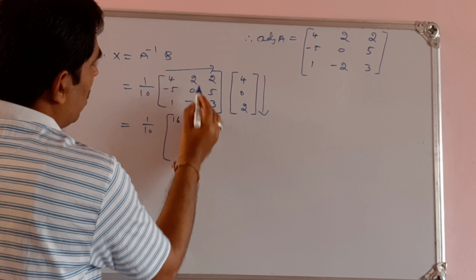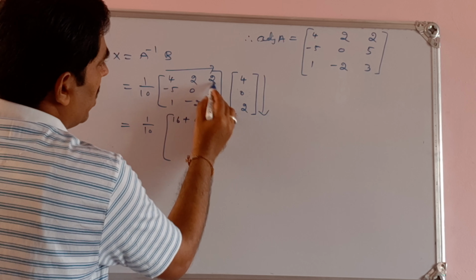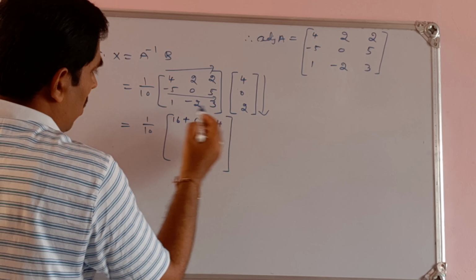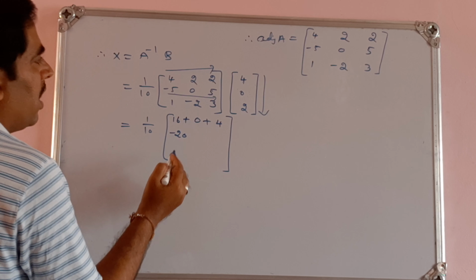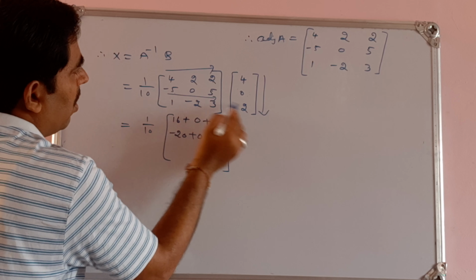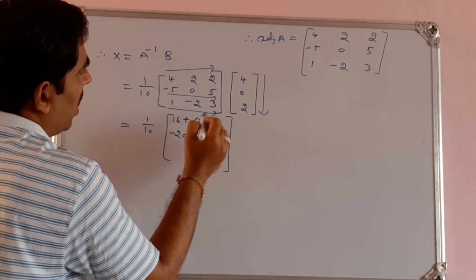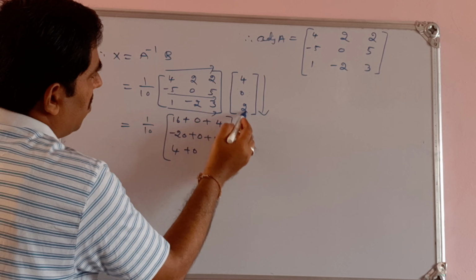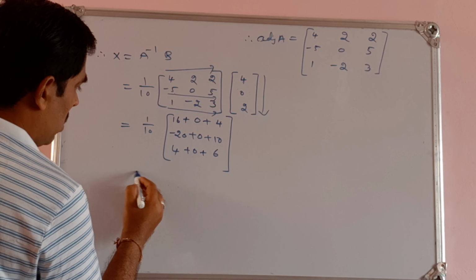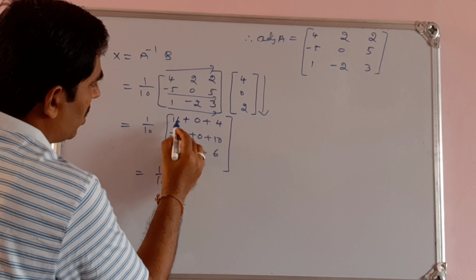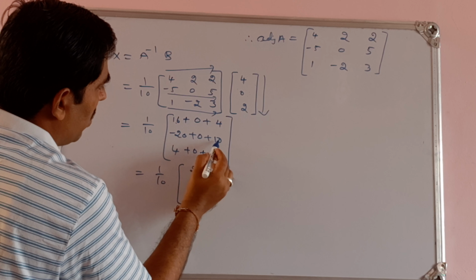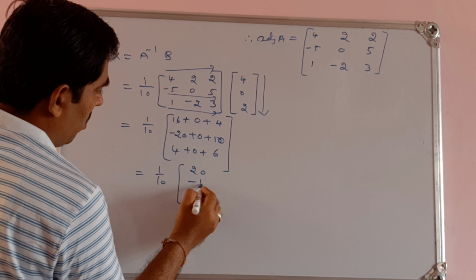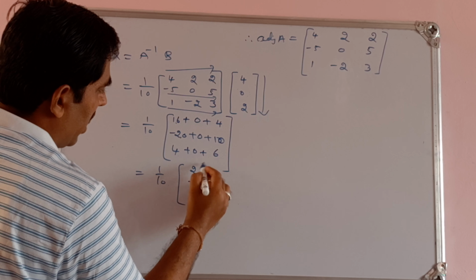4 into 4, 16, plus 2 into 0, 0, then 2 into 2, 4. Then second row: minus 5 into 4, that is minus 20. Then 0 into 0 is 0, plus 5 into 2, that is 10. Then third row: 1 into 4, 4, minus 2 into 0, that will be 0, then plus 3 into 2, that will be 6. So that is 1 by 10 into 16 plus 4, that is 20; then minus 20 plus 10, that will be minus 10; then 6 plus 4, that is 10.